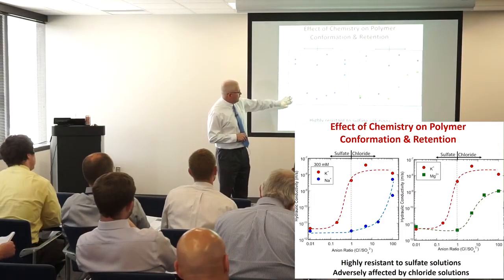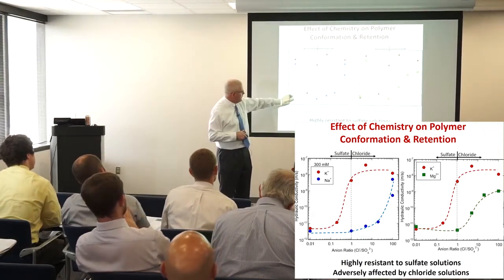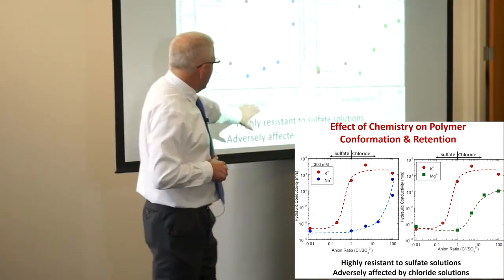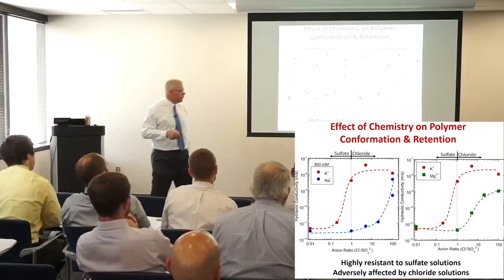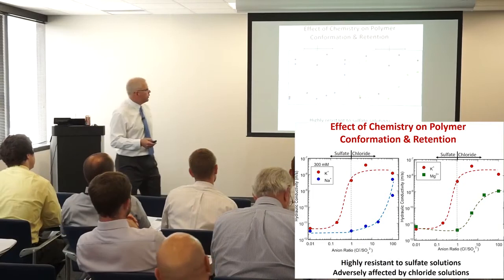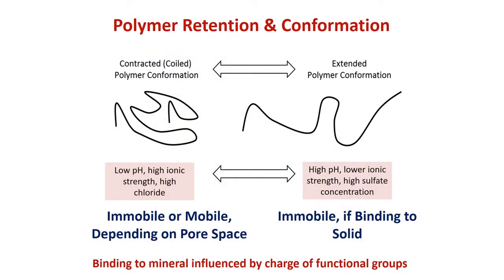So some very sulfate rich solutions, they create a polymer structure that stays in the bentonite, very impervious. Others, very chloride rich, can allow the polymer to elute or flow out and become very permeable as well. And it really is driven by how the polymer shape is.